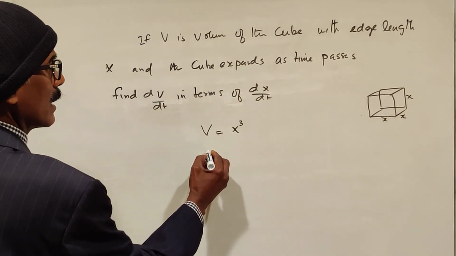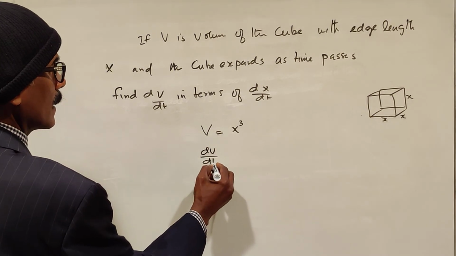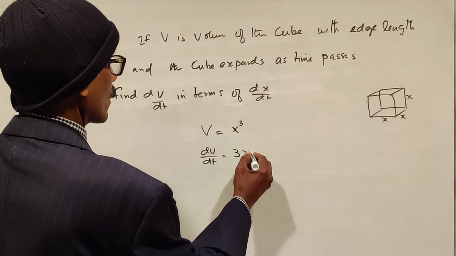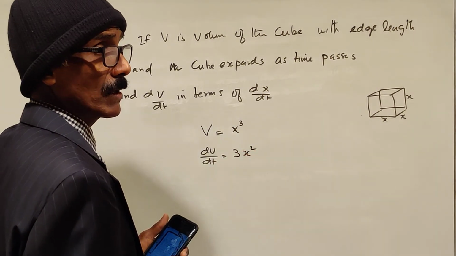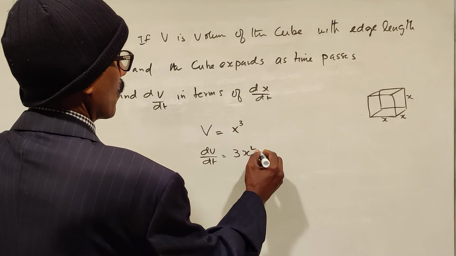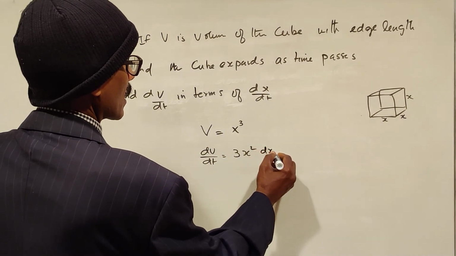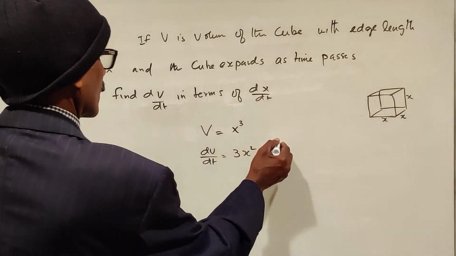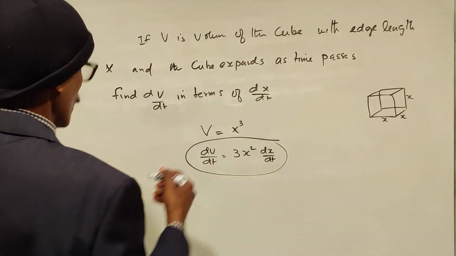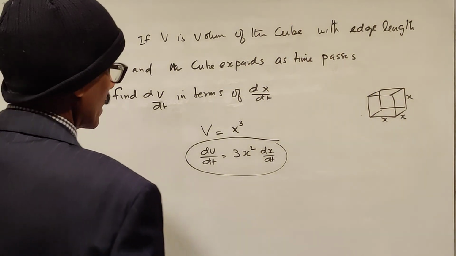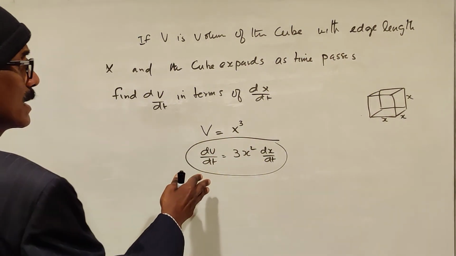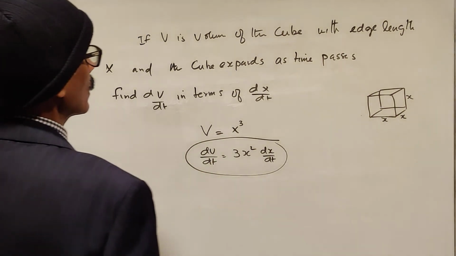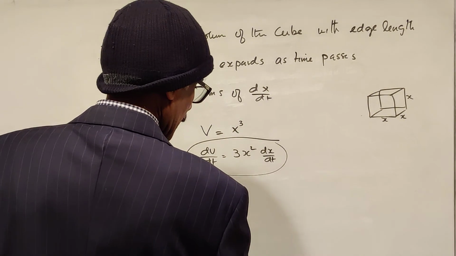This is the answer. dV by dt equals, what is the derivative of x cube? 3x square. Finished? Yes, you need to multiply dx by dt also. Why? Because using chain rule. Okay, this is the answer. No, there is no value. Just express dV by dt in terms of x and dx by dt. Alright, next.